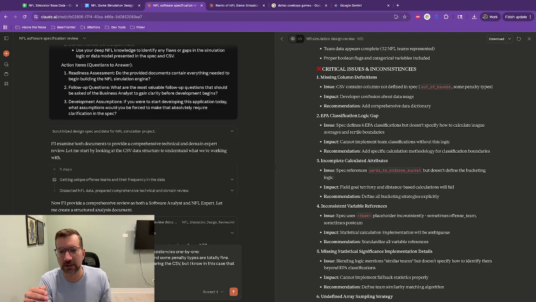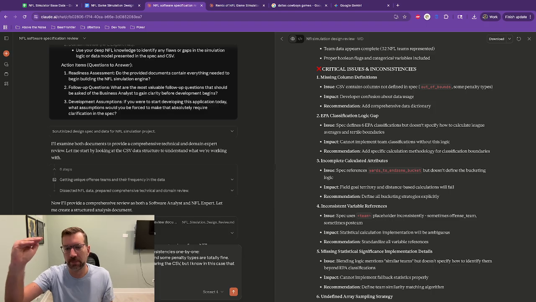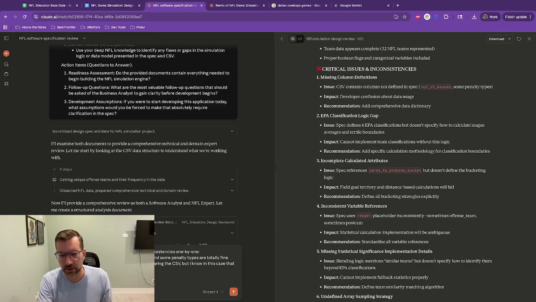For offensive EPA, better is always a positive number. So the bigger number, the better. For defensive EPA, lower is better. The better teams will have lower EPAs when it comes to their defensive EPA base rates.